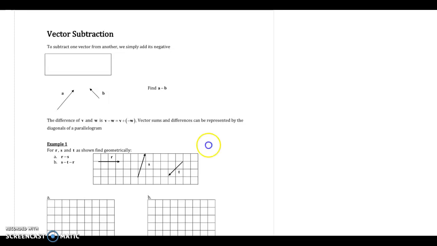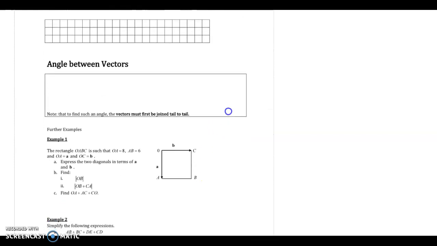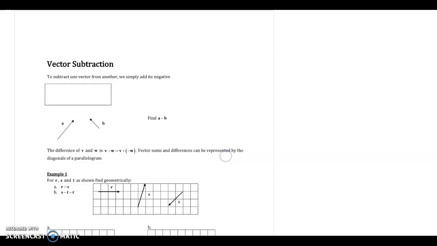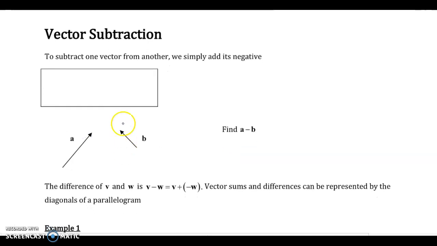This lesson is going to be on vector subtraction, then scalar multiplication, followed by angle between vectors. We're covering 3 topics this lesson. On vector subtraction, what you need to recall from last lesson is how we added vectors.